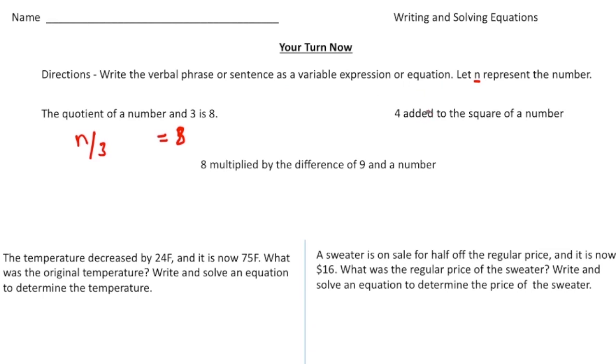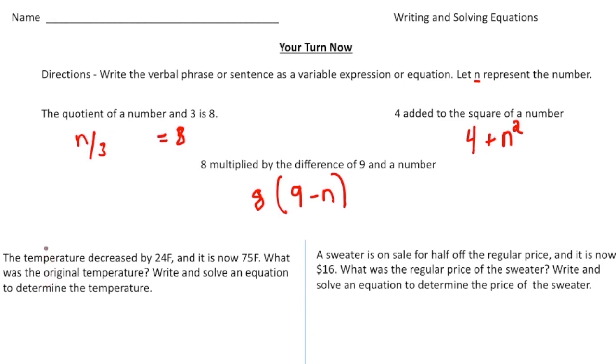This one here, 4 added to the square of a number. Alright, this is going to be a verbal phrase because we're taking 4 and we're adding it to the square of a number. There's no equals. The next one, 8 multiplied by the difference of 9 and a number. Alright, this one's going to involve the distributive property. So 8 times the difference of 9 and a number is going to be 9 minus n. And there it is.